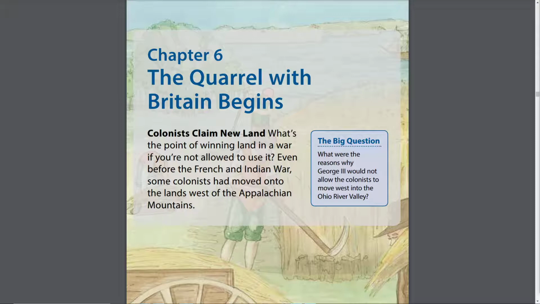Okay, now let's call attention to the big question. All right, what does that say? What were the reasons why George III would not allow the colonists to move west into the Ohio River Valley? All right, so as we read, let's look for ways, or answers, and reasons why King George III would not allow colonists to move west.